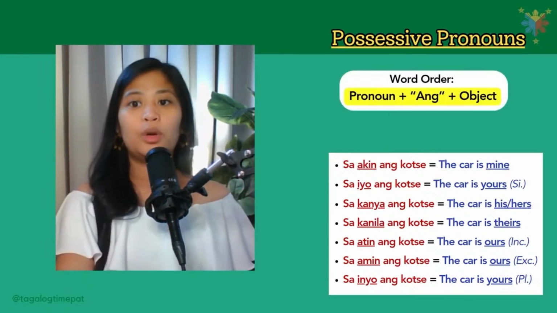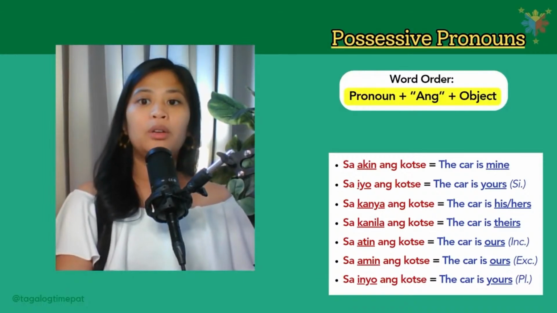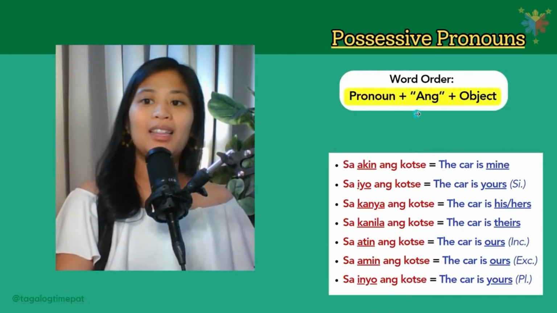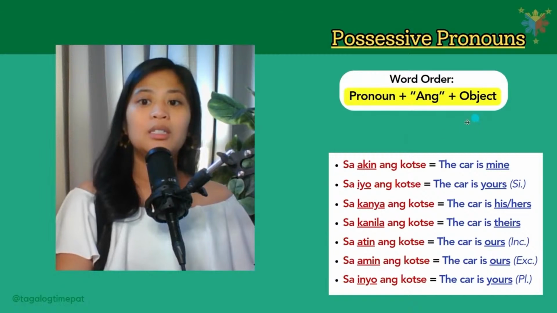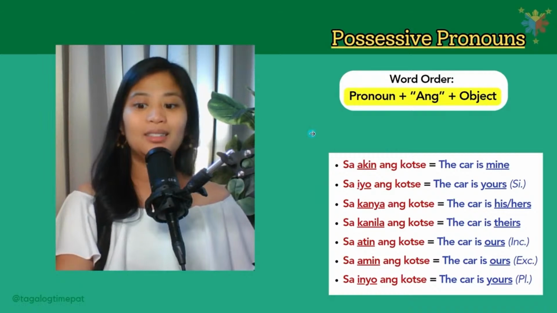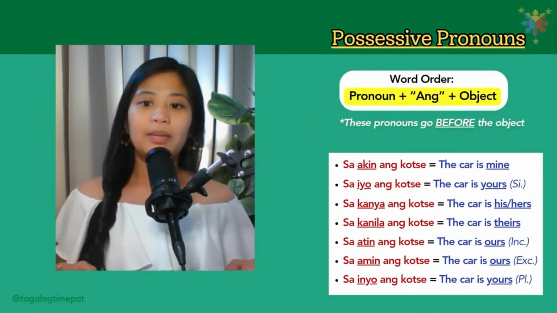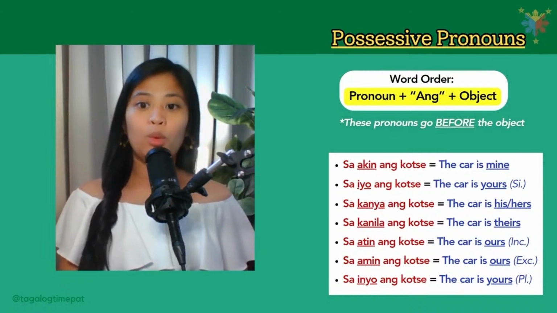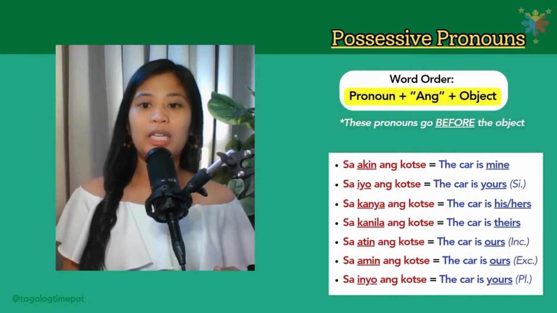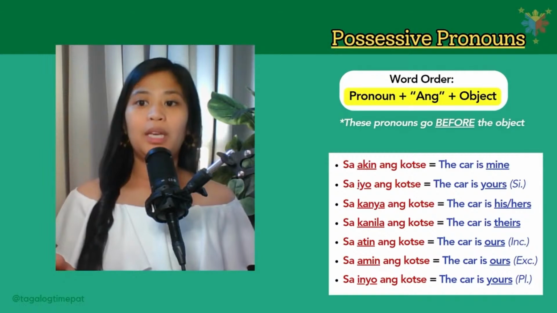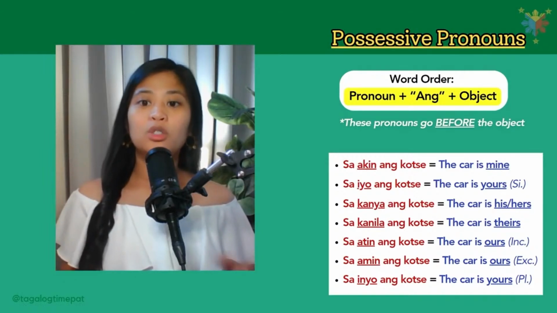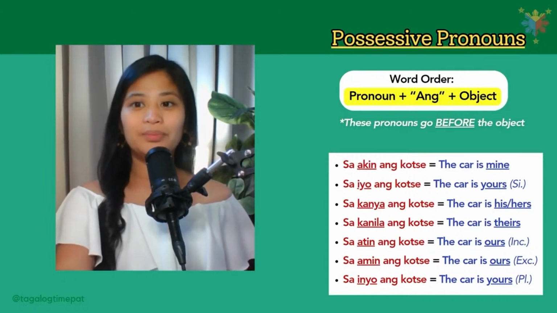So this is the word order now. It's the pronoun first, then it's ang, then it's the object. Sa akin ang coche, the car is mine. These pronouns go before the object. Remember I had been saying that the pronouns ko, mo, nya never go at the start of the sentence? Well, for these pronouns, akin, iyo, kanya, they actually do go at the beginning and they go before the object. So that's kind of a difference there.